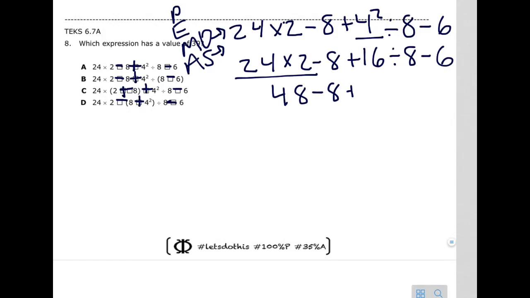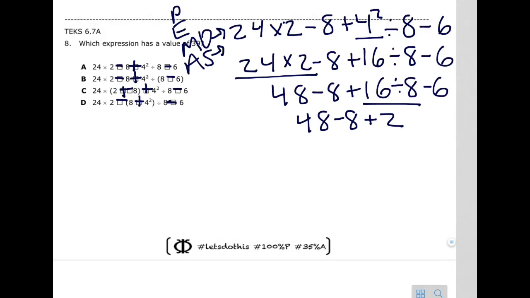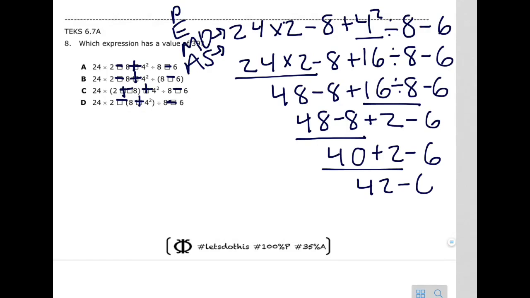So now I have 48 minus 8 plus 16 divided by 8 minus 6. Next, I've got dividing. 16 divided by 8 is 2. So now I have 48 minus 8 plus 2 minus 6. On adding and subtracting, I go from left to right. 48 minus 8 is 40. 40 plus 2 is 42. 42 minus 6 is 36. So I'm looking for one that has a value of 39.